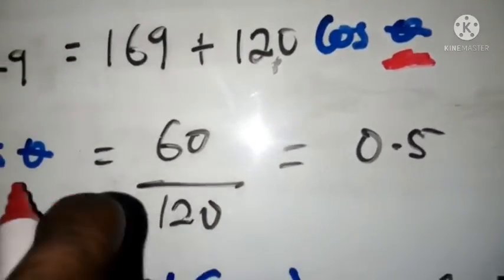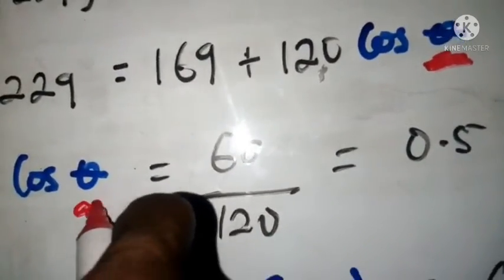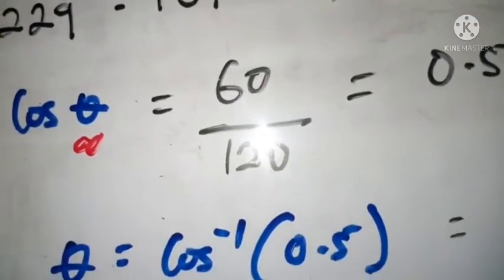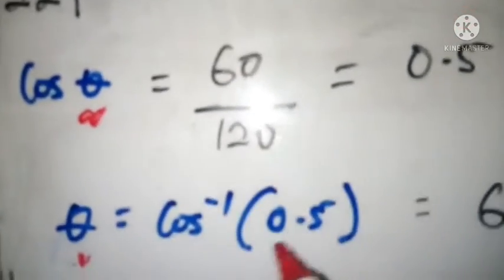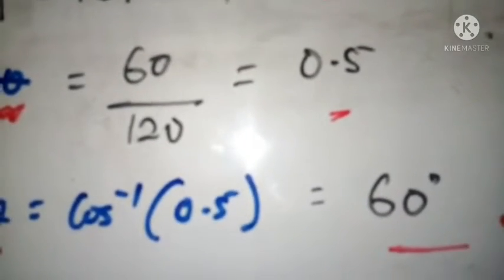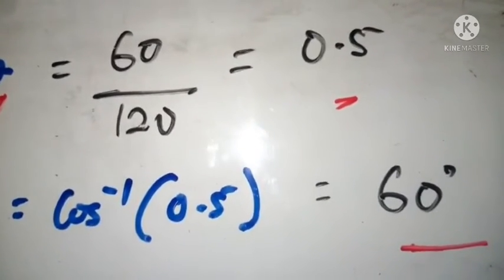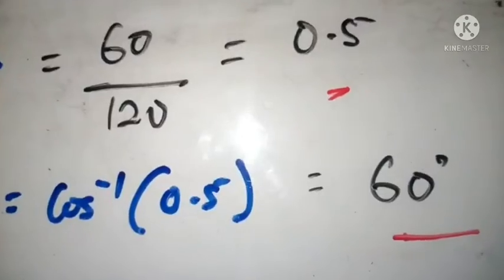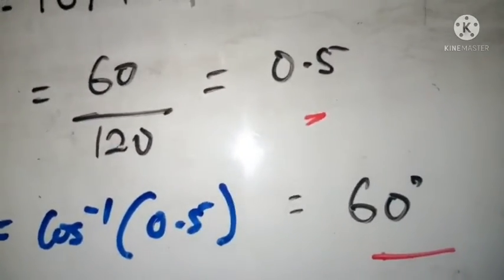This small angle is the angle that we are looking for. So theta is equal to cos inverse of 0.5. That should be 60 degrees. Is that okay? So this is how simple it is to apply these two different methods in finding the angles between any lines.